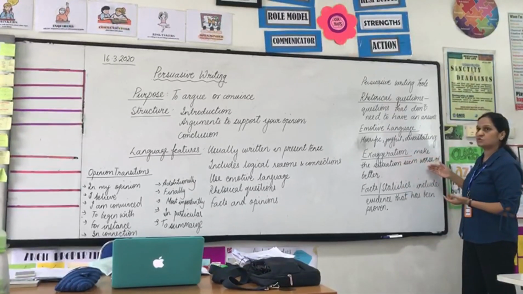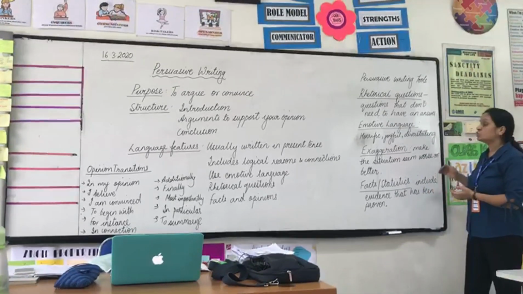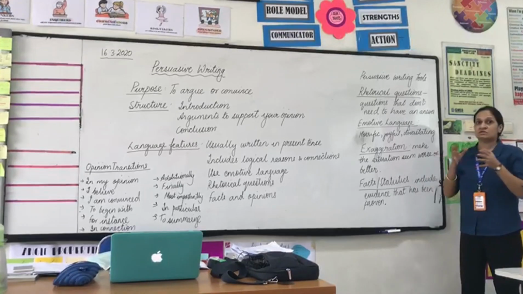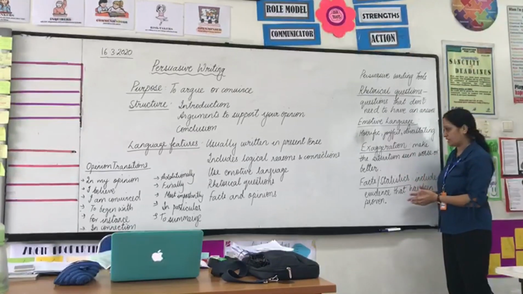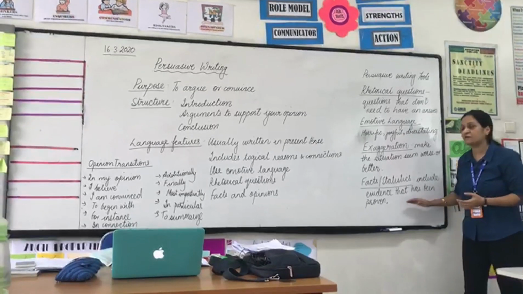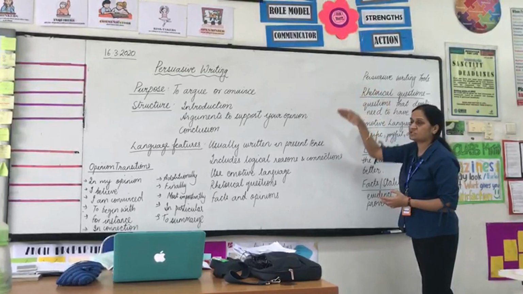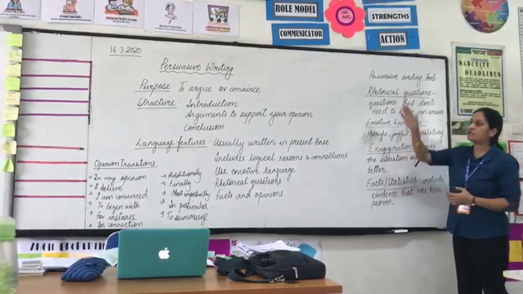Exaggeration here means you use as much as possible the hyperbole in your written text to convince about the best or the worst of whatever you're trying to write. The facts and statistics have to be clear and well proven. It is very important for all of you when you're writing a persuasive text that you keep in mind all these points.